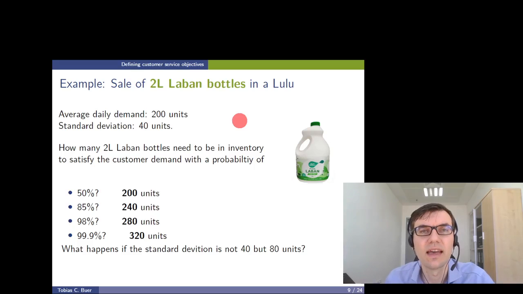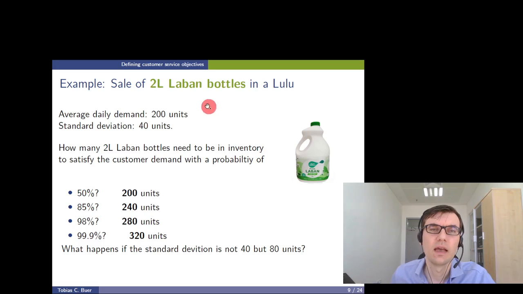Let's have a look at an example to make this concept of the normal distribution and its implications more clear to you. So every day I have some cereals and I use a lot of Laban. So therefore I choose Laban as an example.